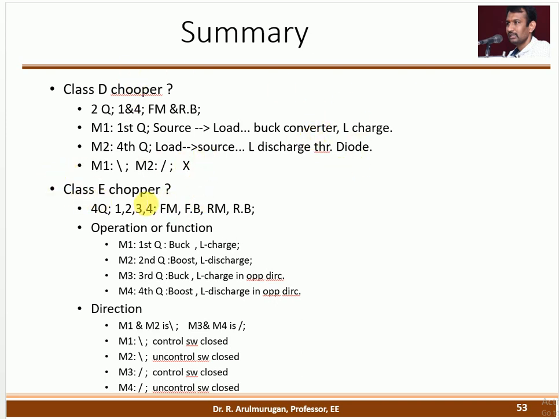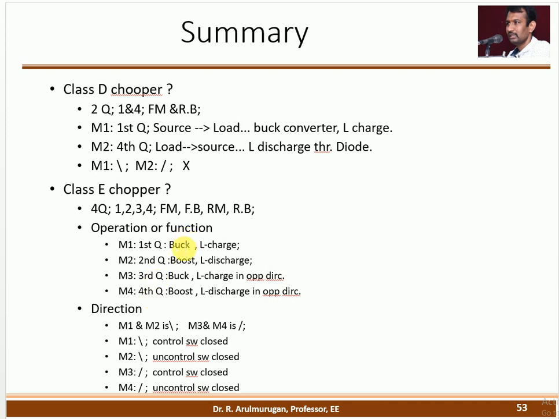Then class E chopper, what about the class E chopper? It consists of the 4 quadrants, 1, 2, 3, 4: forward motoring, forward braking, reverse motoring, reverse braking. Okay, so operation of the functions, mode 1, 2, 3, 4. So buck converter, second one is a boost converter, then next one buck converter, boost converter. Then first one source to the load, load to the source, source to the load, load to the source.